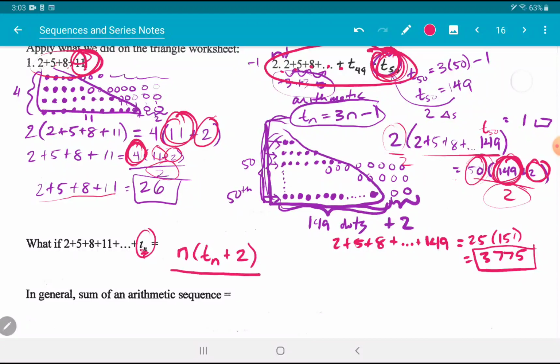All divided by, what do they all have in common? They're all being divided by 2. Okay, so that's what this value is going to equal if we add it all the way to t sub n. Well, what was t sub n? Well, remember how we created an arithmetic sequence for that? That was 3n minus 1.